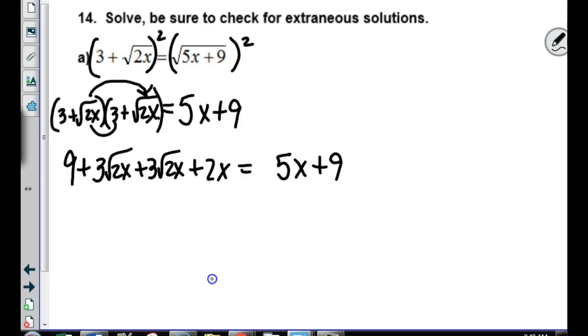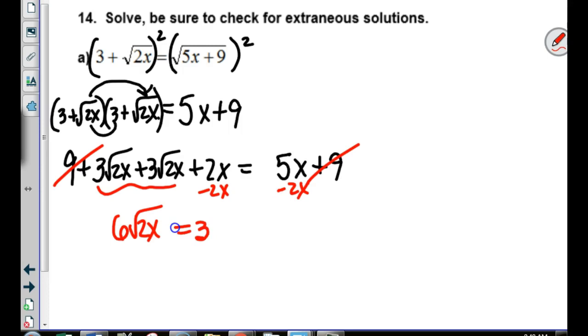Okay. Now, because we still have radicals, yes, very good. We have to isolate them. So I'm just going to knock off that 9. Is that all right? So if I combine these, I have 6 square roots of 2x. If I subtract the 2x over here, I have 3x. Now, we can square both sides or we can divide by 6 first. It's up to you. Let's square both sides. Okay. If we square both sides, what happens over here? So I have 6 square roots of 2x times 6 square roots of 2x.